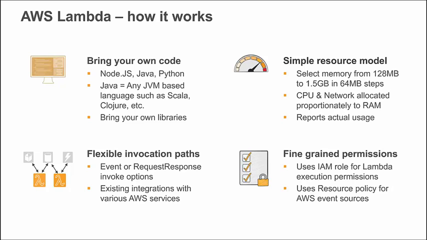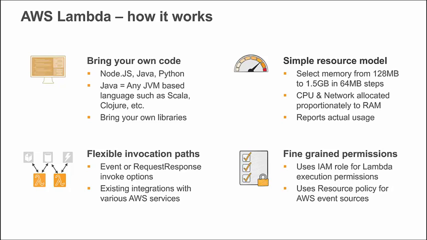The second is we have a simple resource model. The only knob you need to dial is memory to decide the size of your Lambda function. And you can select the memory in steps of 128 MB to 1.5 GB in increments of 64 MB. And we allocate CPU and network proportional to the amount of memory that you configure. The report at the end of the function gives an actual usage of the memory that is being used by the function, so you can fine-tune this setting over time.